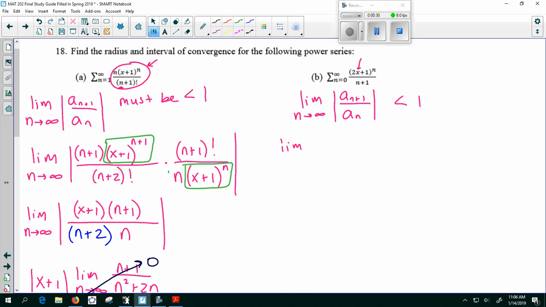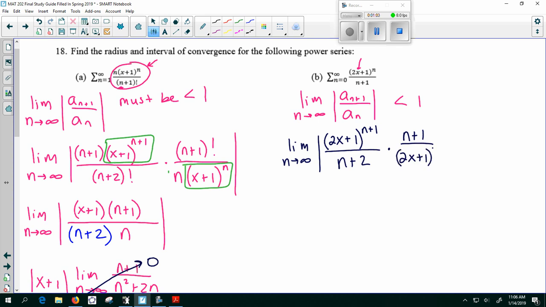Do this in a different color so I don't get confused. Okay, the limit as n goes to infinity of the n plus first term. So my x has nothing to do with the n, so that doesn't change. 2x plus 1 to the n plus 1 over n plus 1 plus 1, which is n plus 2. And then instead of dividing by a sub n, I'm going to multiply by its reciprocal. So this is n plus 1 over 2x plus 1 to the nth.